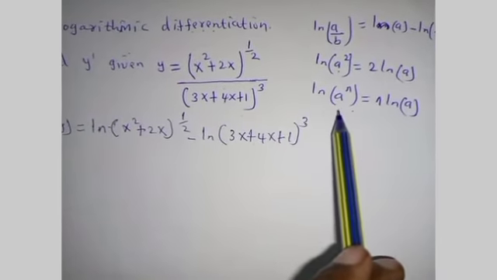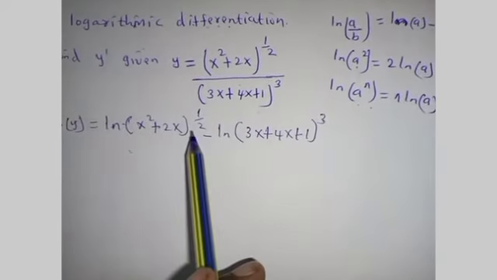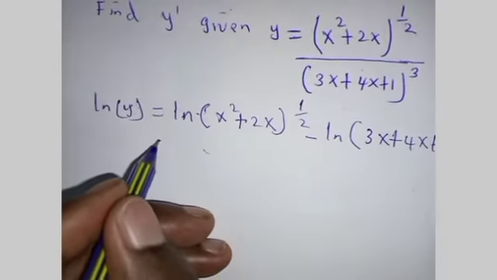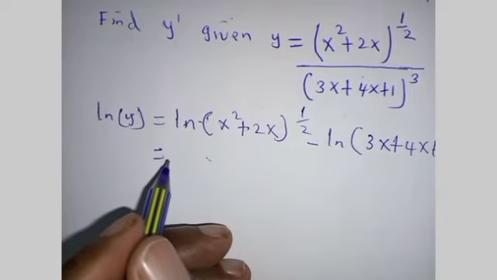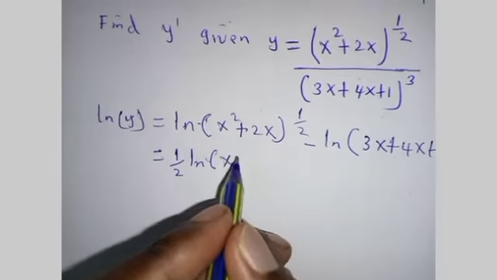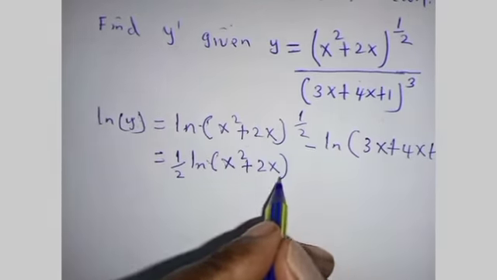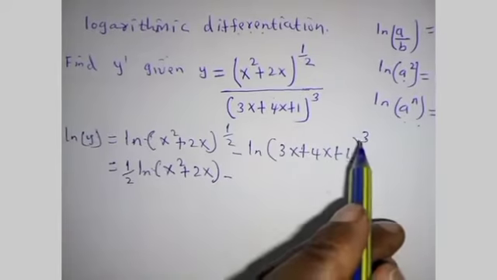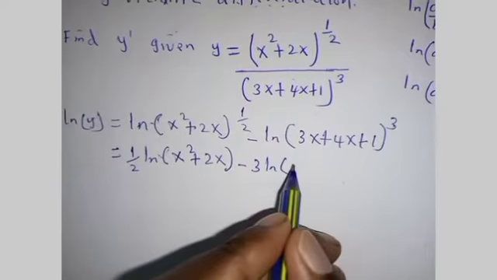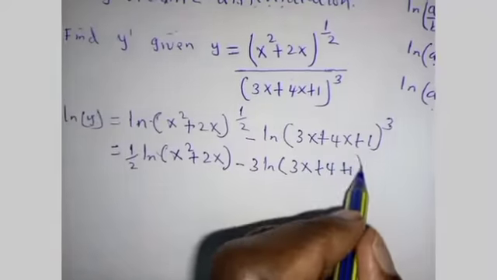Then we apply this other rule, a power n. Our a is whatever is in the bracket. Our n in the first case is power half. So we can bring power half in front of the logarithm, which is equal to half ln of bracket x squared plus 2x, minus, we bring 3 in front here, minus 3 ln of 3x plus 4 plus 1.